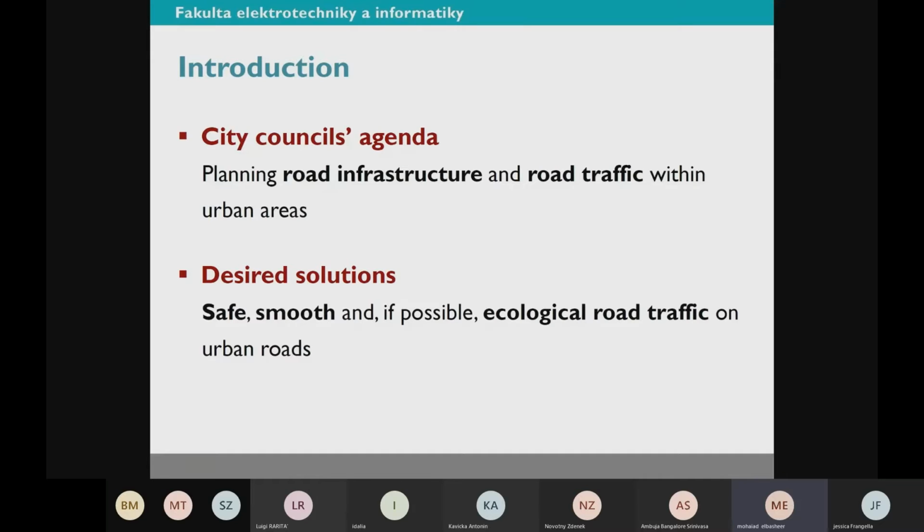The introduction is connected with some kind of motivation. It's a typical task of city councils' agendas to organize planning of road infrastructure and road traffic within urban areas. In this context, these solutions are expected to bring safe, smooth, and ecological road traffic on urban roads.